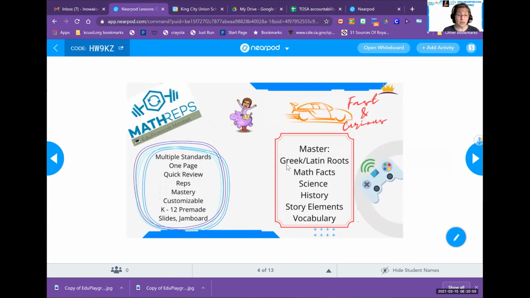So you can do it with Greek and Latin roots, math facts, science facts, history. I was talking to a teacher over the weekend, and he had done it with Egyptian culture, and he teaches sixth grade. You can do it with story elements, vocabulary, all sorts of things like that. I did it with math facts last year.